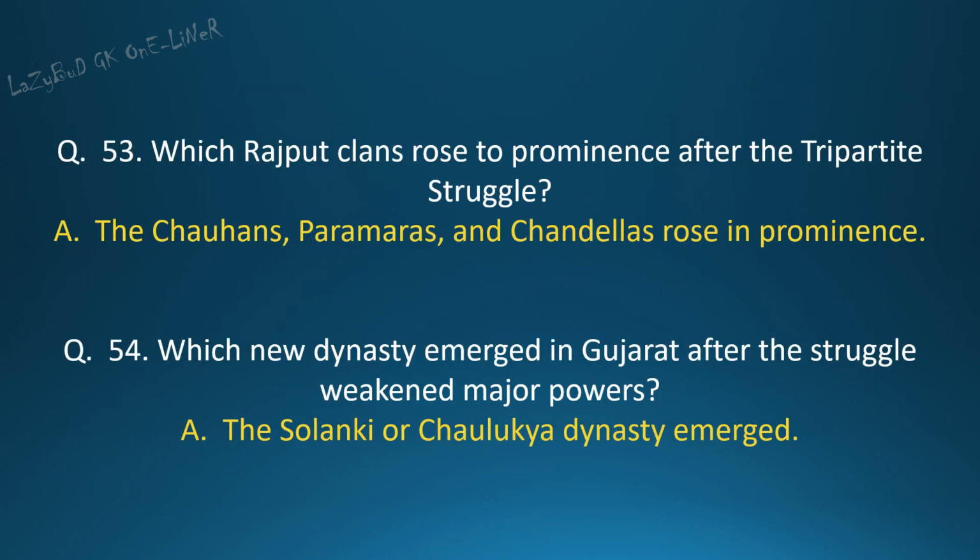Question 53. Which Rajput clans rose to prominence after the tripartite struggle? Answer. The Chauhans, Parmaras, and Chandelas rose in prominence. Question 54. Which new dynasty emerged in Gujarat after the struggle weakened major powers? Answer. The Solanki or Chalukya dynasty emerged.